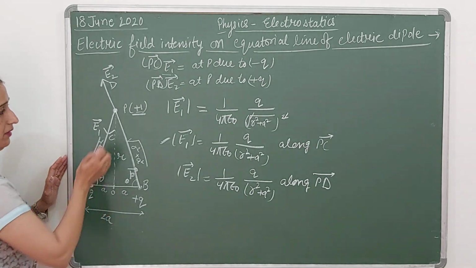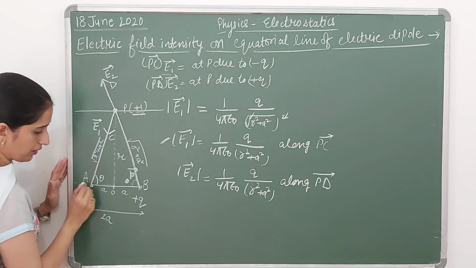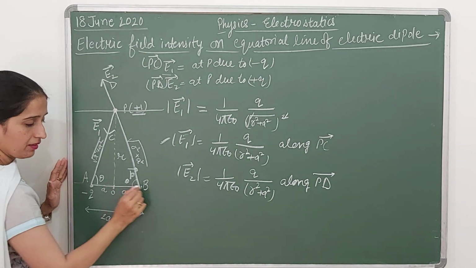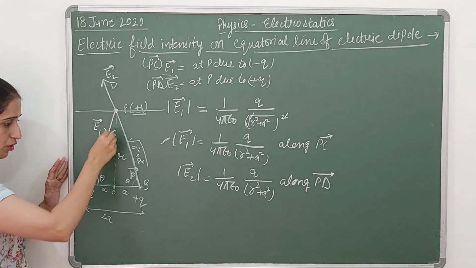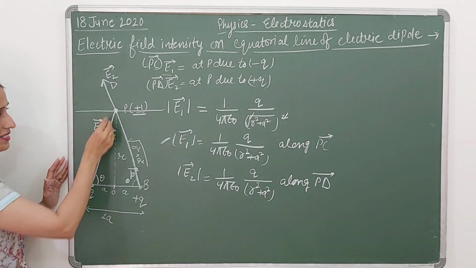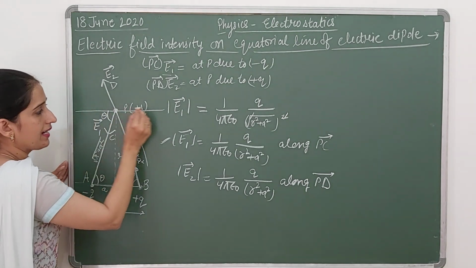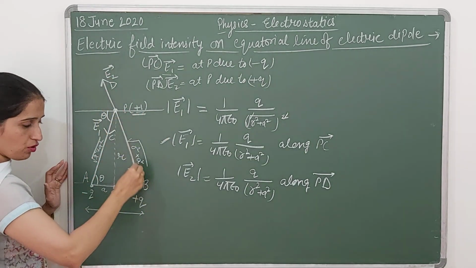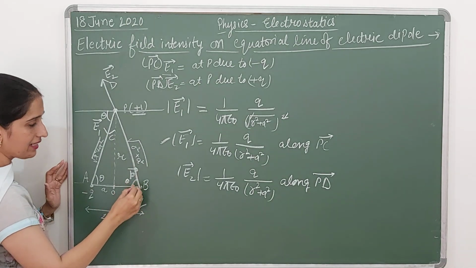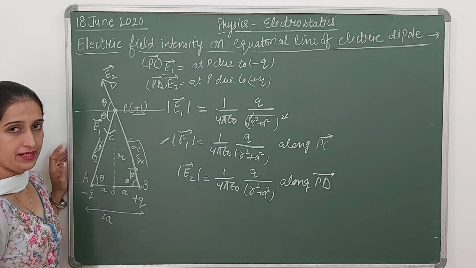Now look here. Suppose I draw a horizontal line. This line and this line are parallel to each other, and this line is crossing them. If this angle is theta, then this angle will also be theta.